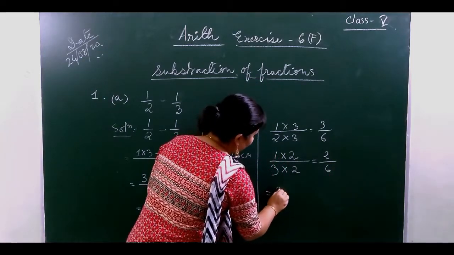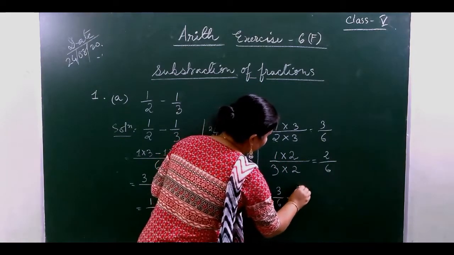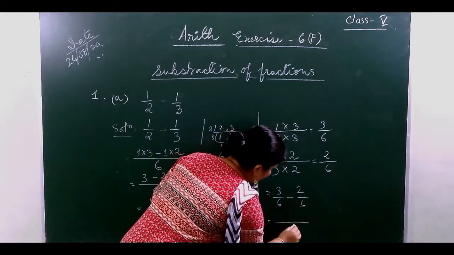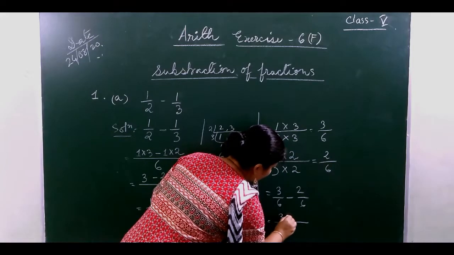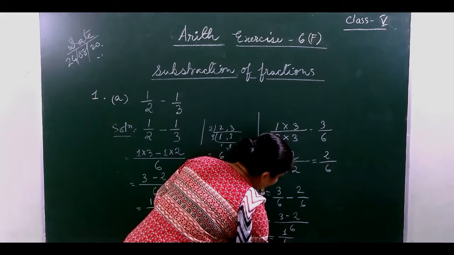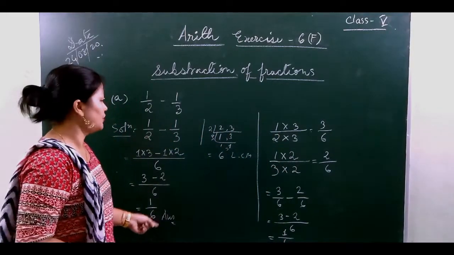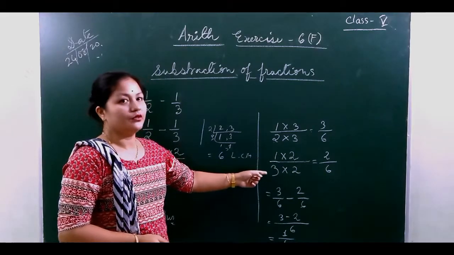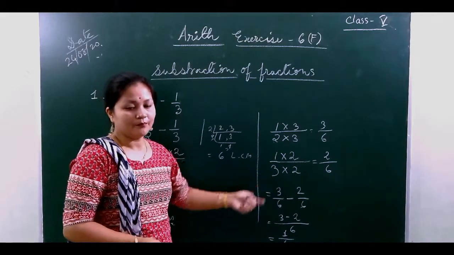So 3 by 6 minus 2 by 6. Now the denominators are the same. We can write 3 minus 2. 3 minus 2 is 1. So 1 by 6. We got the same answer. So we can do this process or this process. In the book it is given like this, so you can follow this method also.